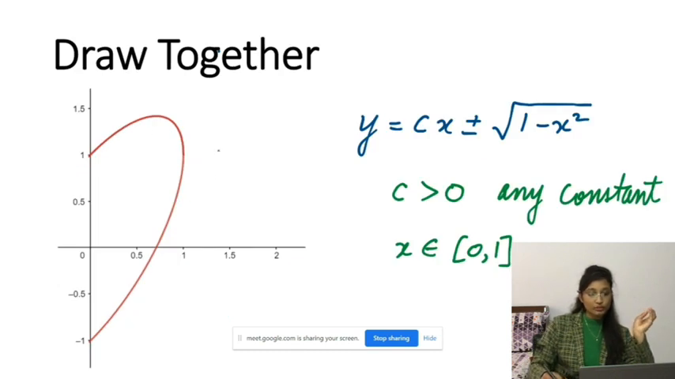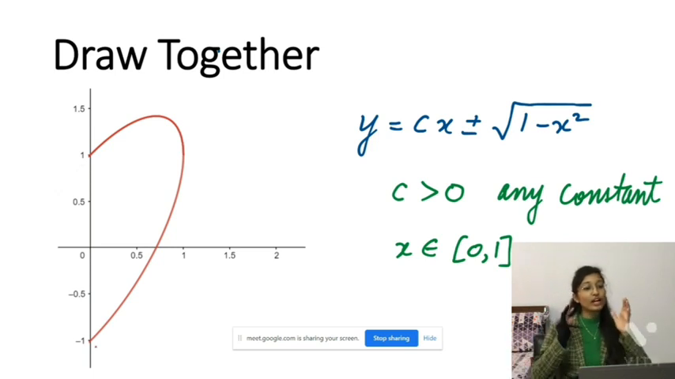We have drawn them together and, as you can already see, we have developed half a heart, right? By using two equations, that is, y is equal to cx plus or minus the square root of 1 minus x square. C is any constant, basically a positive slope, and x varies from 0 to 1. Now, as you can see, we have developed a half-shaped heart.